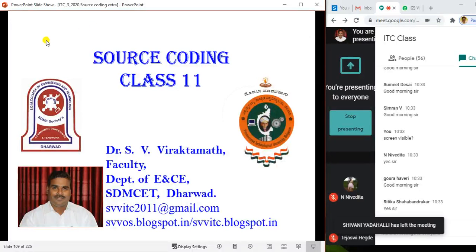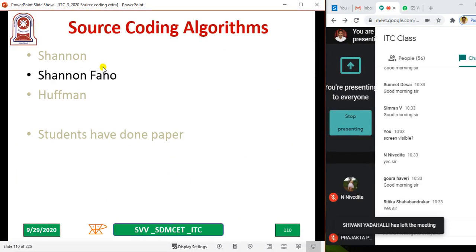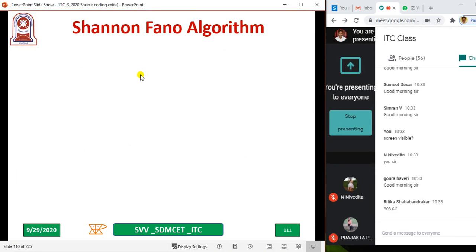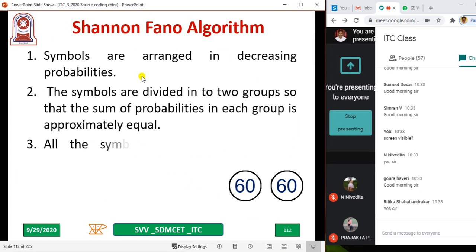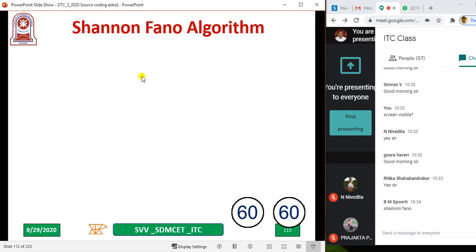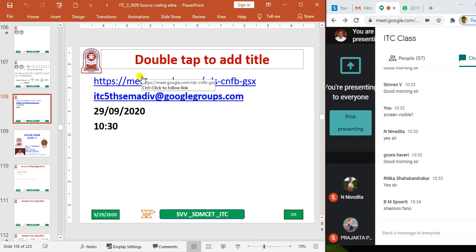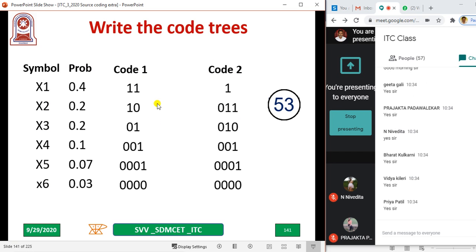The source coding algorithm, some examples. Shannon-Fano we have discussed. I think Shannon-Fano you have already taken. Just a minute. Try to write down the code trees. Code 1 we got and code 2 we have found in the last class. Now take 1 minute and try to write down a code tree.